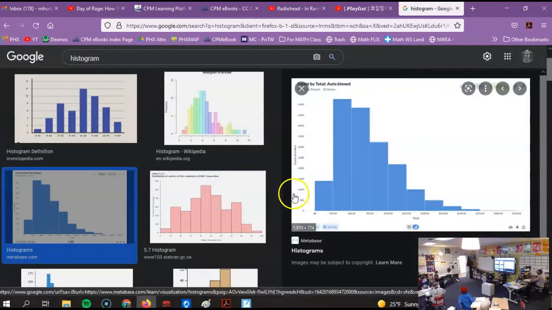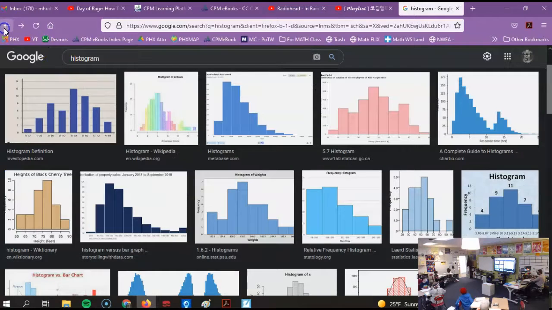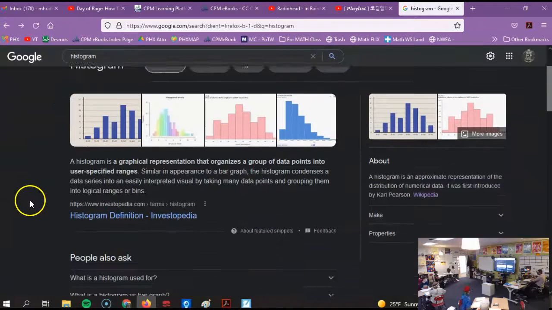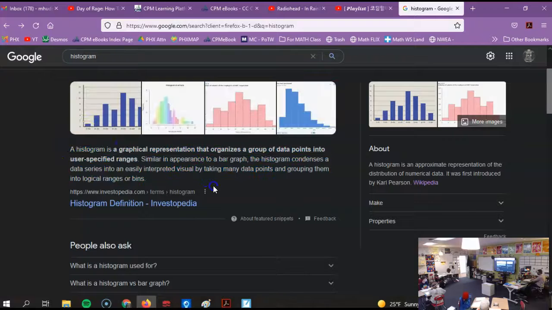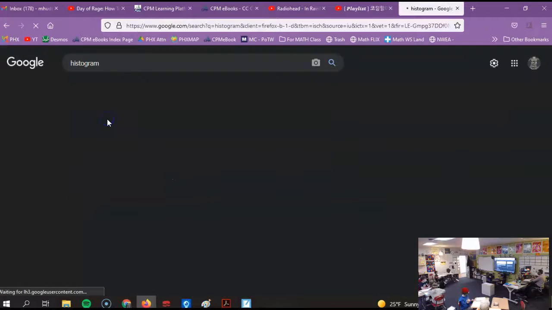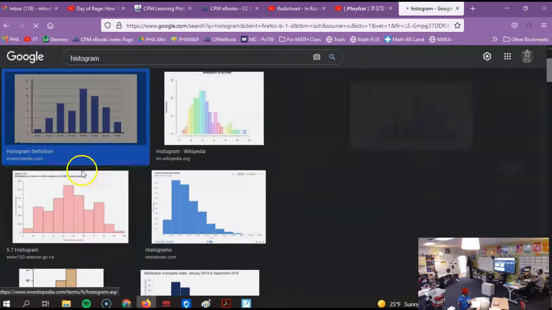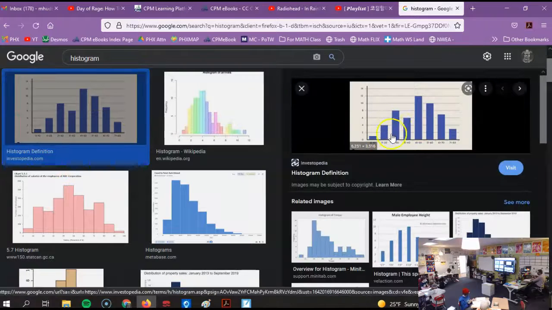Oh, it's a bar graph, except it's split up into bins. Because if I just search histogram, and I look at the Google definition, a histogram is a graphical representation that organizes a group of data points into user-specified ranges that we often call bins. This is not technically a histogram. This is where Google is dangerous.